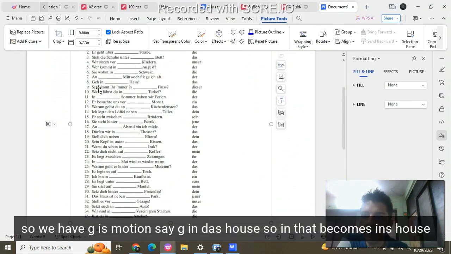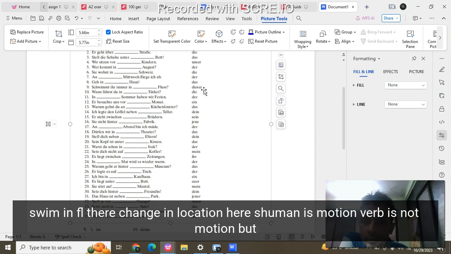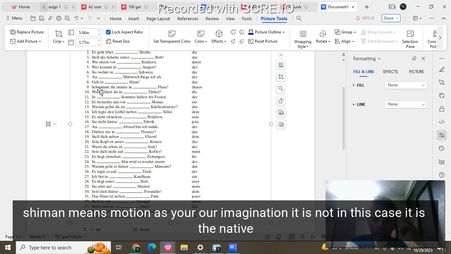So we have gehe, which is a motion verb. We say gehe in das Haus. So in das becomes ins. Gehe ins Haus. Schwimmt ihr immer in Fluss? There's no change in location here. Schwimmen is not considered a motion verb, but it means motion as per our imagination.